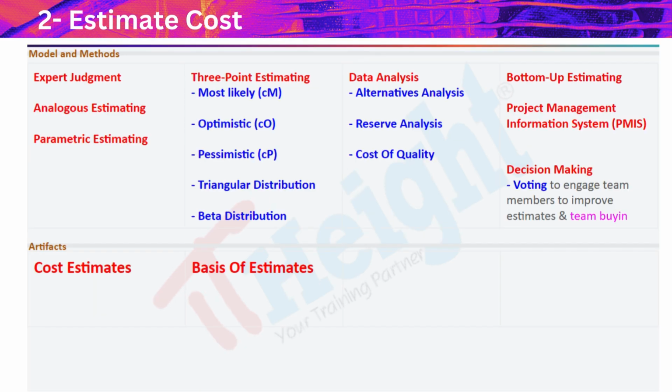2. Estimate costs. This process determines the monetary resources required for the project. Models and methods: 3-point estimating, considering optimistic, pessimistic, and most likely scenarios; bottom-up estimating, breaking down work into smaller tasks for detailed estimates; PMIS, Project Management Information Systems, tools for cost calculations and tracking. Artifacts: cost estimates, detailed estimates of project costs, and basis of estimates, documentation of assumptions, constraints, and methodologies used.